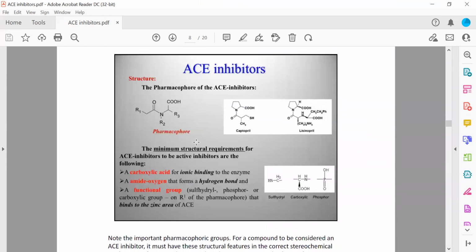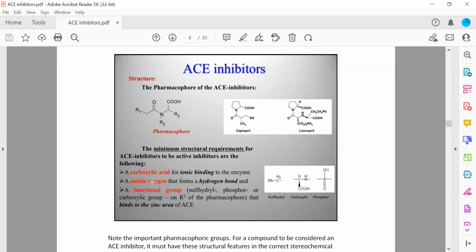Now, if we actually go to the pharmacophore of the ACE inhibitors, you will note that the pharmacophore is basically where you have a carbonyl group at this position, an amide, as well as a carboxylic acid. So here we have the minimum structural requirements. And indeed, we need a carboxylic acid for ionic binding interactions with the enzyme.